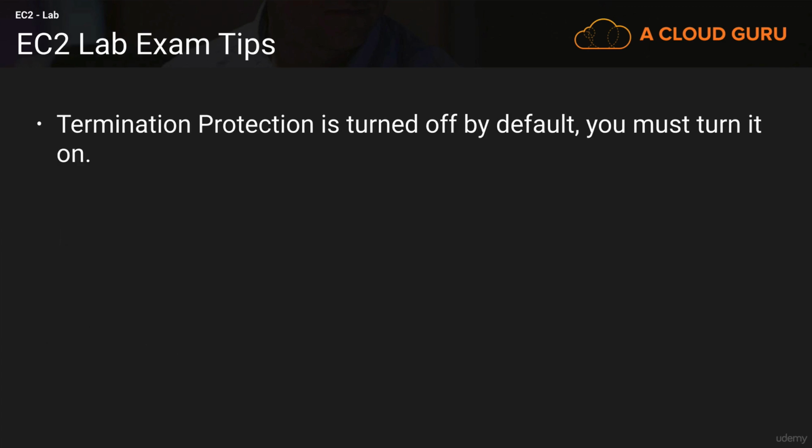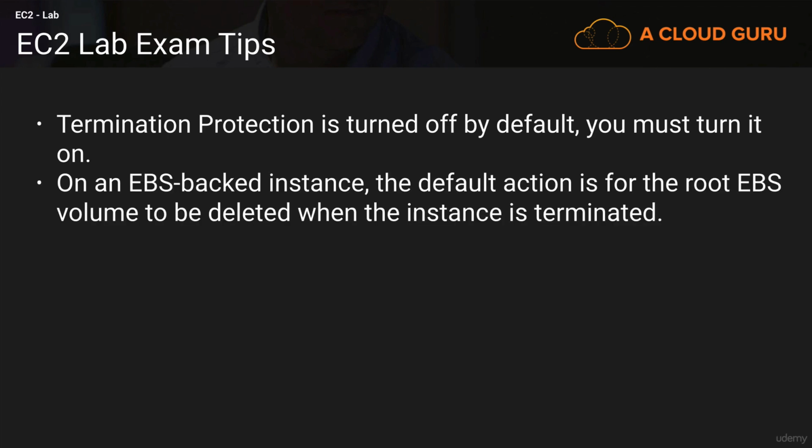Okay, so moving on to EC2, what did we learn in the labs? Well, we learned that termination protection is turned off by default. You must turn it on. On an EBS-backed instance, however, the default action for the root EBS volume is to be deleted when the instance is terminated. So that's the root EBS volume. By that, we just mean the volume in which the operating system is installed. If you go in and terminate your EC2 instance, it is by default going to delete that root device volume.